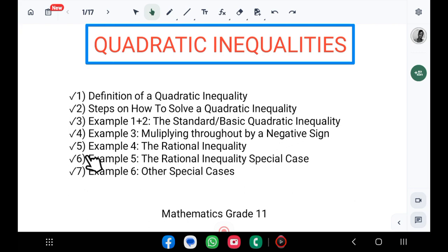Number 5, we're going to look at example 4, which will show you how you solve a rational inequality and how the methods you use to do that are a little different from the methods we use to solve a rational equation. Number 6, we're going to look at example 5, which will show you how you solve rational inequalities that are of a special case. Number 7, we're going to look at example 6, which will show you how you deal with other special cases of inequalities that are not necessarily rational inequalities. We have a lot to cover, so let's start.